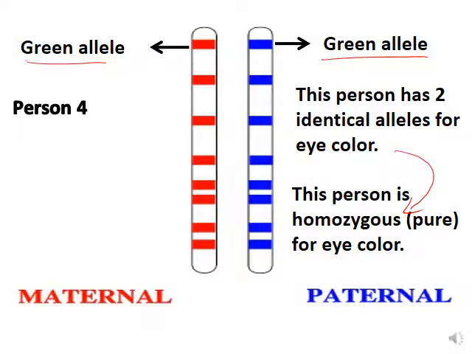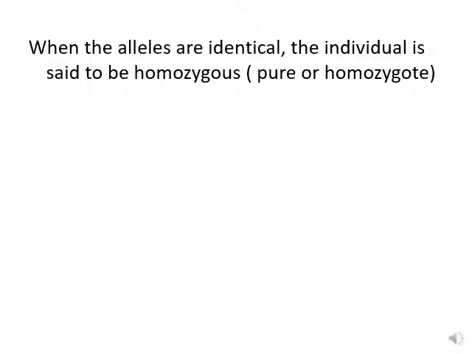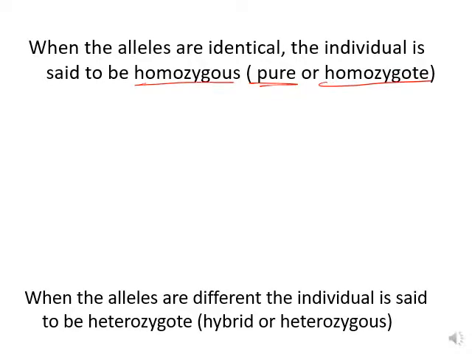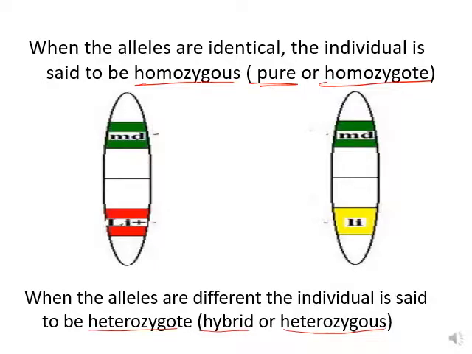Yes, we have to. So the question is, when the alleles are identical, the individual is said to be homozygous or pure, or you can say it's a homozygote. While when the alleles are different, the individual is said to be heterozygote or hybrid, or you can say heterozygous. Okay, so here two identical alleles, homozygous or pure. Two different alleles, heterozygous or hybrid.